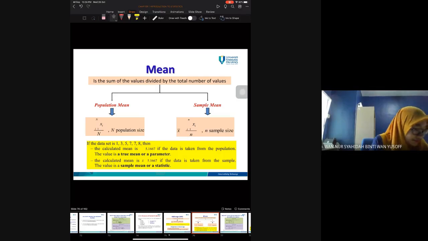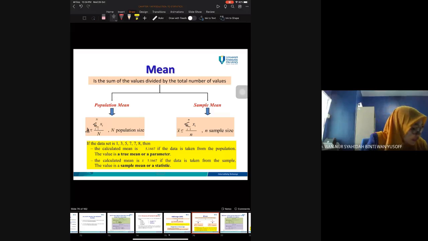The symbol is not showing up, but it's okay, you can refer to the notes later. Here it should be mu.